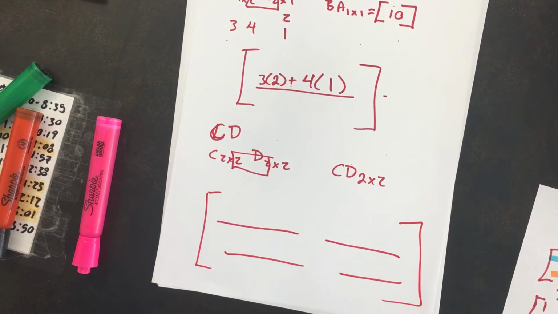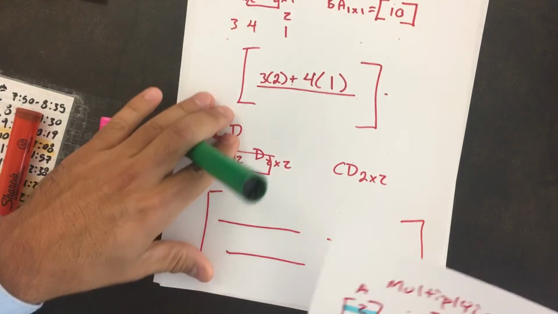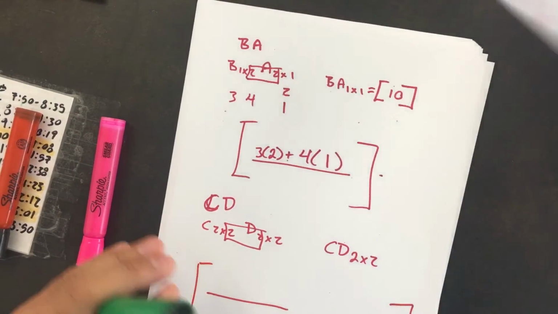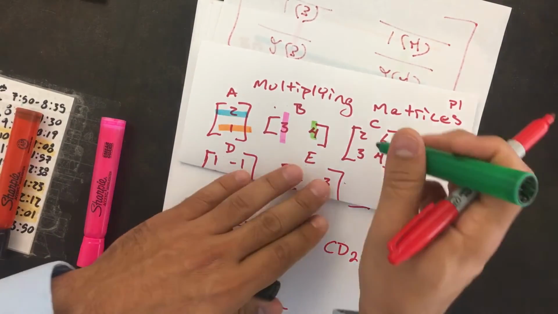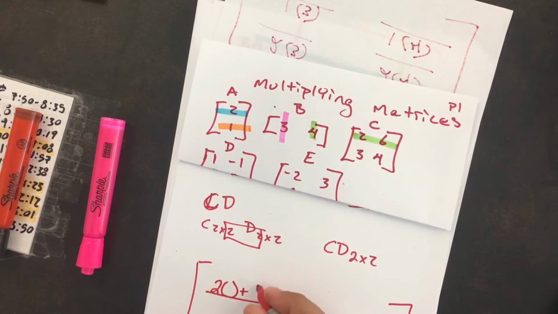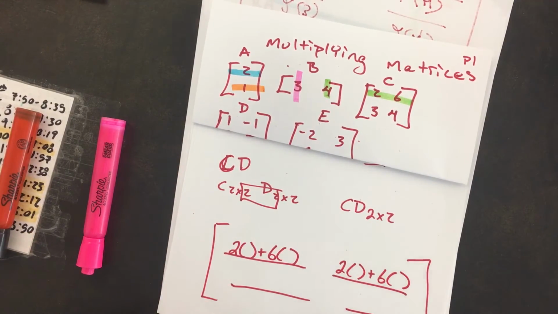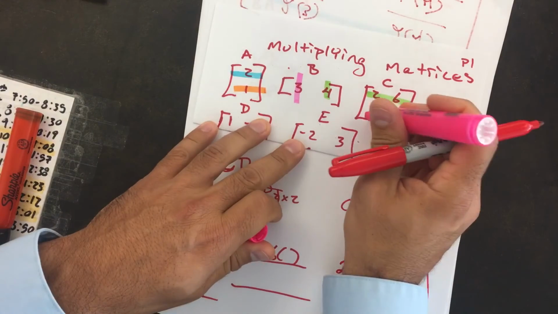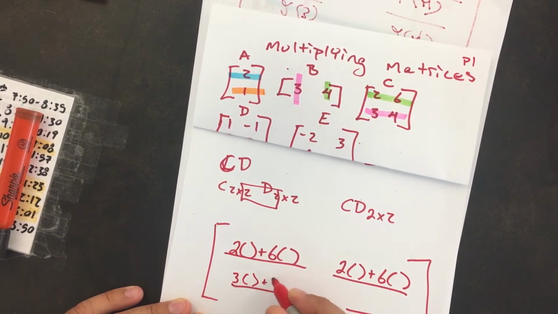The first row of matrix C is 2 and 6. So I'm going to do 2 times something plus 6 times something in this first row here, and 2 times something plus 6 times something. The second row is 3 and 4. So I'm going to do 3 times something plus 4 times something.